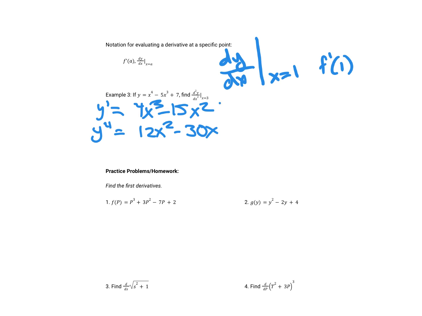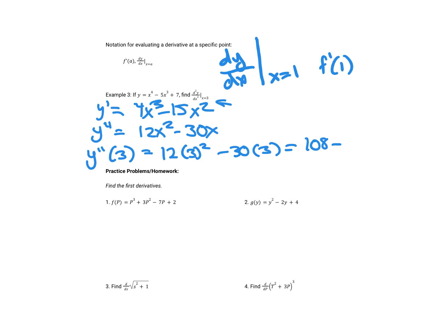And now the notation said find the second derivative when x is 3. So the second derivative, or y double prime of 3, is going to be 12 times 3 squared minus 30 times 3. 12 times 9 is 108 minus 90, so that's going to be 18.